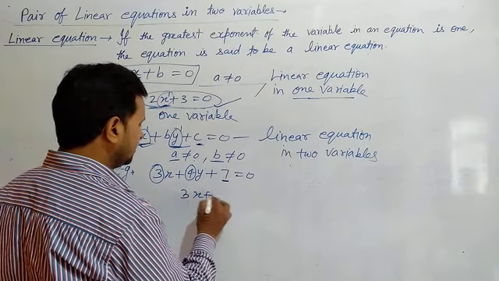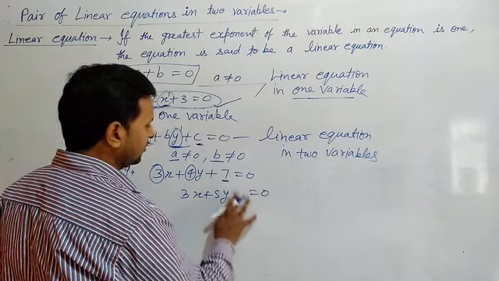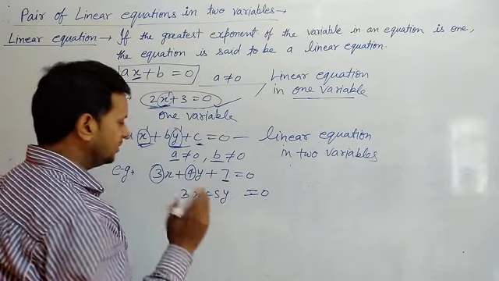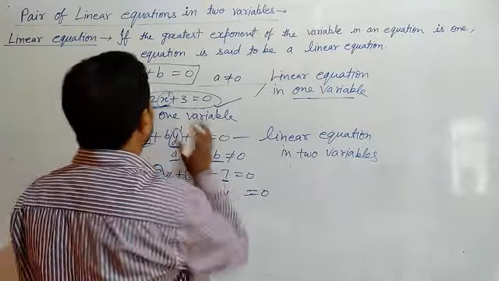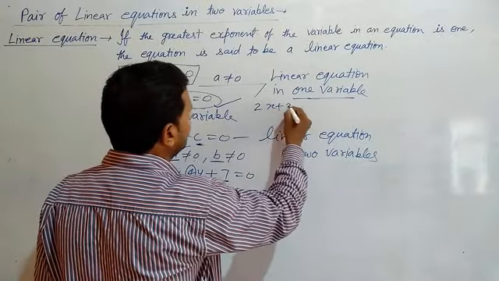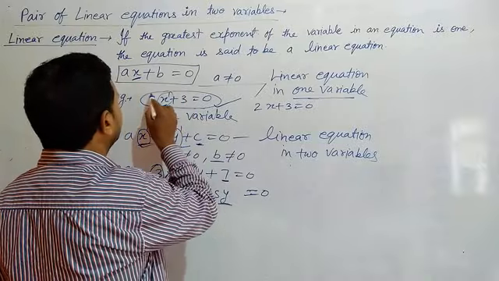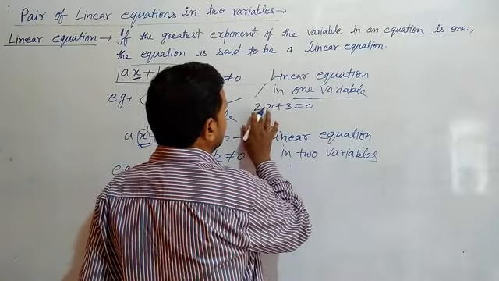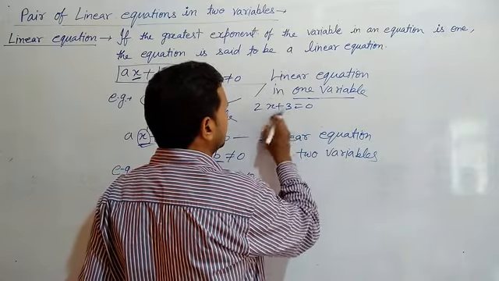Suppose that 3x plus 5y plus 0 is equal to 0. We have no need to write plus 0. So this is also a linear equation in two variables. In the same way, for one variable, suppose that 2x plus 3 is equal to 0 is given here, and I had told you that the value of a, which is 2, should not be 0. It will not be 0. But here the value of the constant can be 0, and it can be changed into 0 in this way.